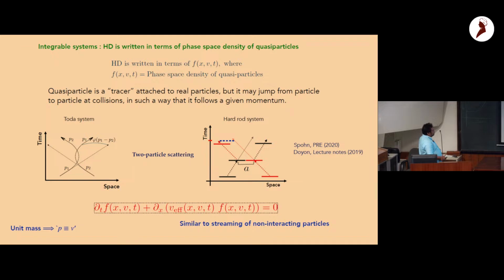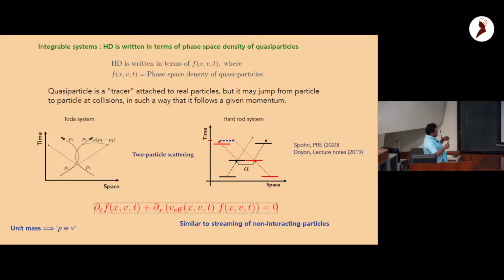If these two particles did not interact, it would have come like this, and after that it actually comes like this, but it has the same momenta as this. So here in this system, for almost all time, you will find always a particle which is following this given set of momenta that you had at very, very far past. So quasi-particle is basically a tracer that you attach on real particles that actually jumps from one particle to another, in such a way that it actually follows a given momenta for almost all time.